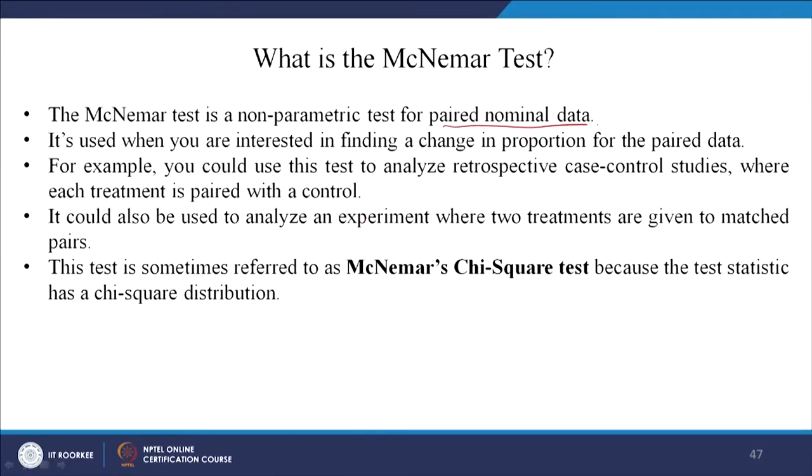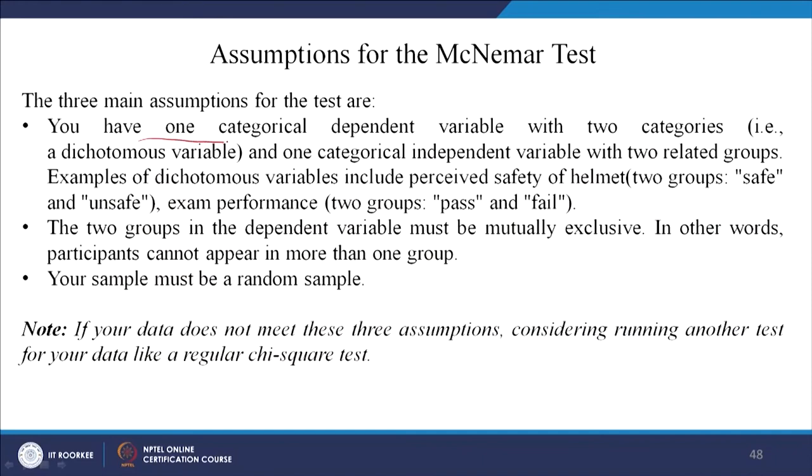It could also be used to analyze an experiment where two treatments are given to the matched pairs. This test is sometimes referred to as McNemar's chi-square test because it has a chi-square distribution, right. So, what are the assumptions? The three assumptions are, you have one categorical dependent variable with two categories, that is, a dichotomous variable, and one categorical independent variable with two related groups. So, as I said, it is basically a 2x2 matrix.